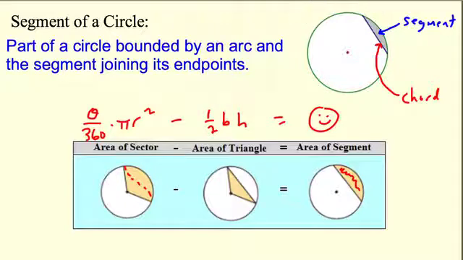And maybe it'd be helpful to see, because this is right here. There is our sector. You're going to find all of the sector, subtract out that little white triangle, and be left with the shaded region. So that's the whole idea. Let's do one with real numbers so you can get an idea of what it looks like.